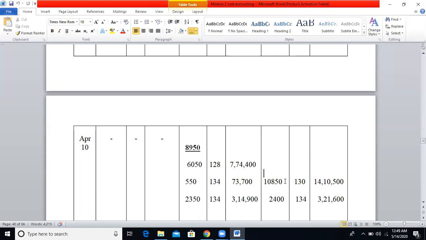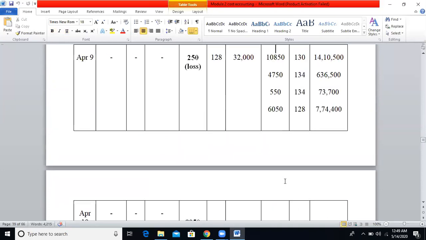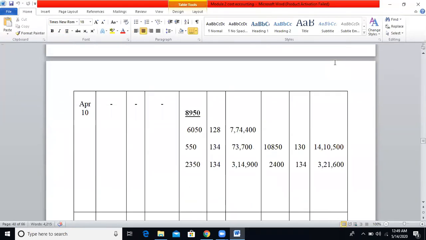Now see the balance column. Still we have not issued any units from the opening balance, that is 10,850 at the rate of 130. Total value will be 14,10,500. So this should be recorded the same because we have not issued any units from this.